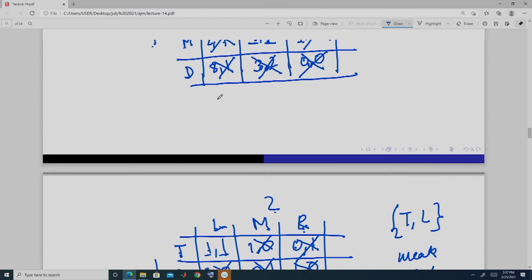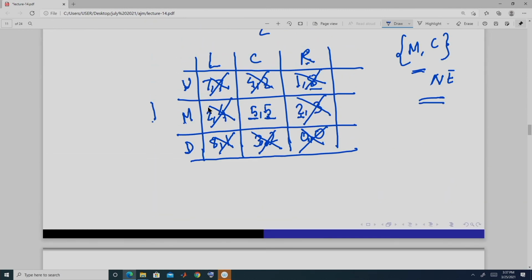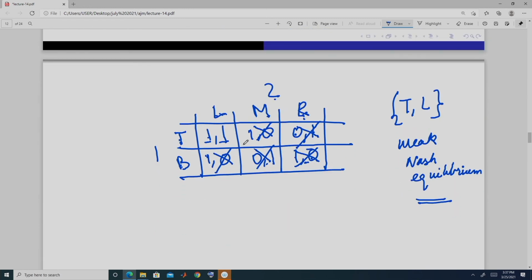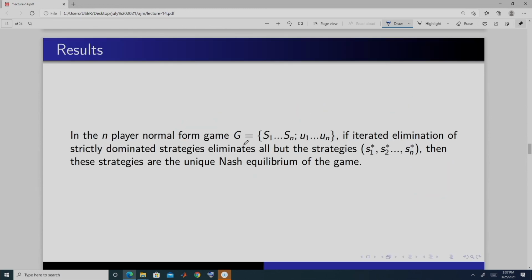But here if you look at this game, here MC is strict, because if player 1 plays M, we get 4, 5, 3. So 5 is strictly greater than 4 and 3. So that's why it is strict here. And if player 2 plays C, 4, 5 and 3, again this 5 is strictly greater than 4 and 3. So that's why it is a strict Nash equilibrium. So we can have both strict Nash equilibrium and also weak Nash equilibrium. Now we discuss one result.